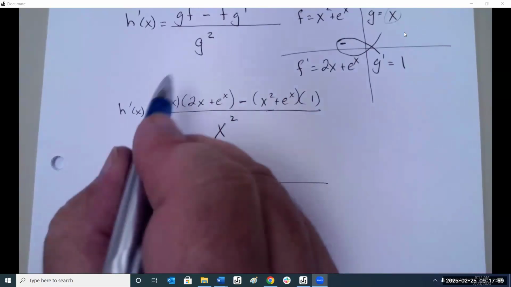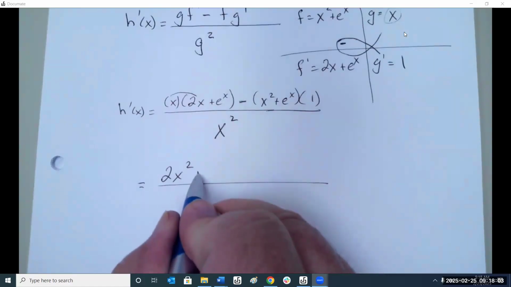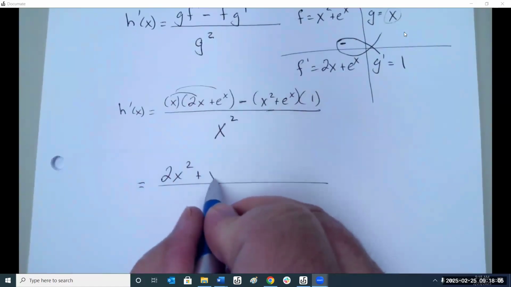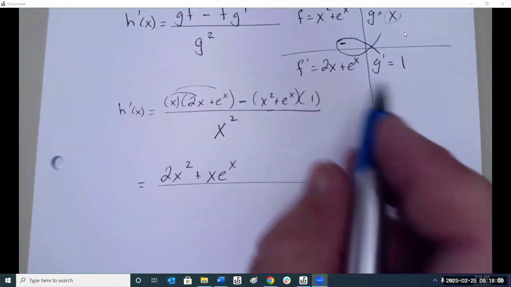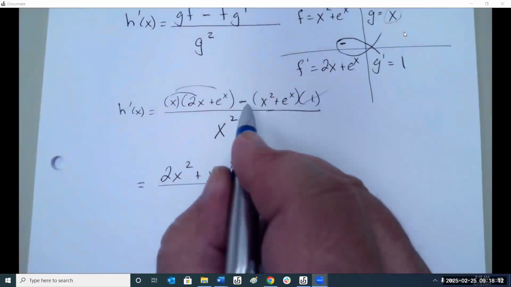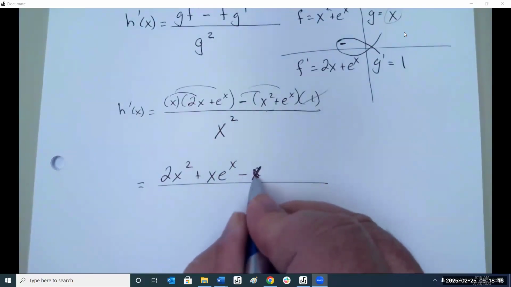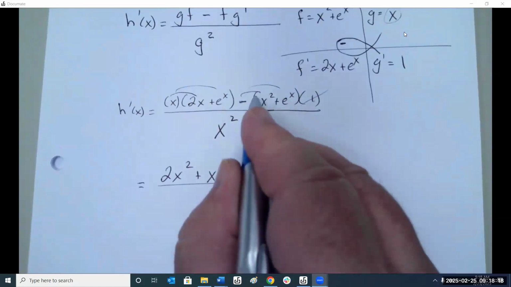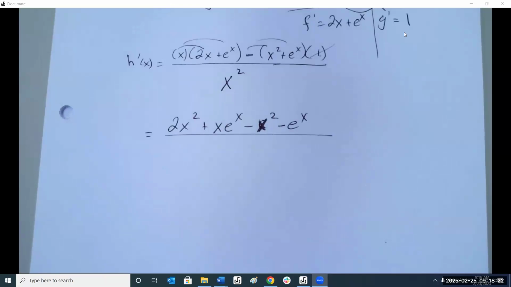Get rid of the parentheses. 2x times x is 2x squared. X times e to the x is x e to the x. Since that's a 1, nothing changes. So I just distribute the negative sign. So it's minus x squared minus e to the x, all over x squared.